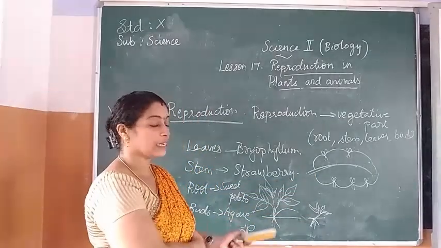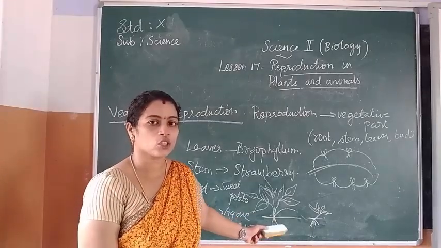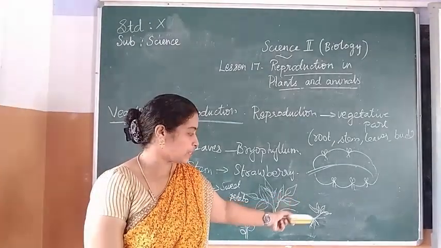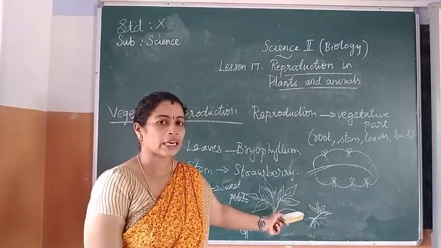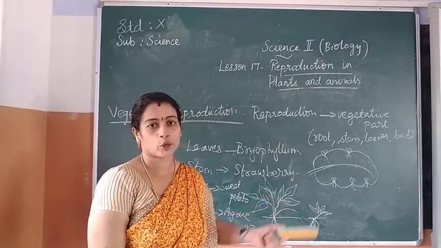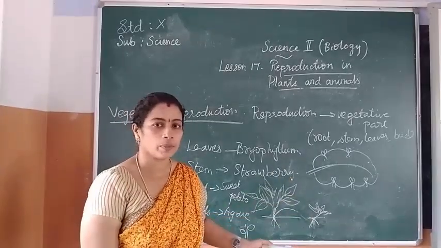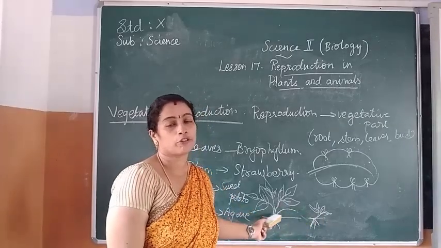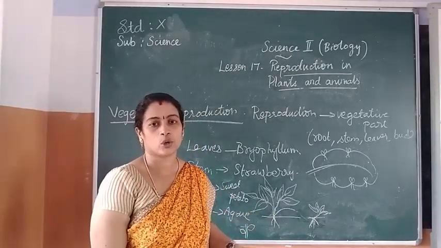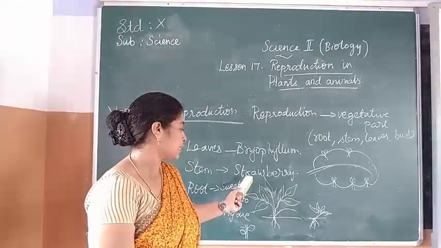The next one, stem. Example, strawberry. The flexible stem of the strawberry plant gets bent towards the soil, and new plants are able to arise from it. It will produce an adventitious root, and from that area new plants will arise. When it becomes mature, it will be cut off from the parental plant and grow separately. That is known as vegetative reproduction by stem.